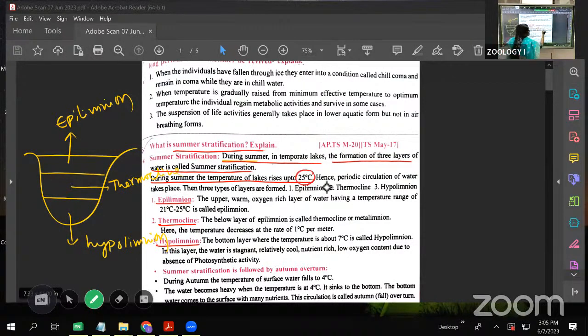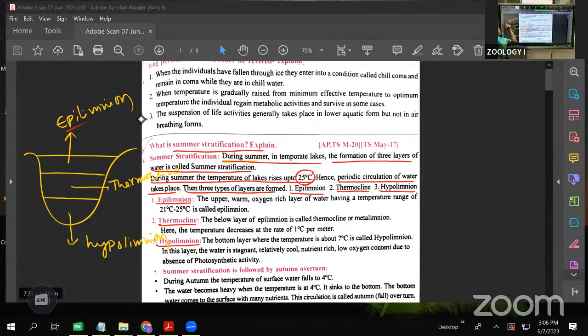Hence, the periodic circulation of water takes place. The circulation of the water takes place. Then 3 types of layers are formed. Already I said, first one is called the epilimnion, middle one is called the thermocline, inner is called the hypolimnion. 3 layers are formed. Upper, epi; down, hypo; middle, thermocline. Here, what about the epilimnion? Epilimnion is the uppermost.